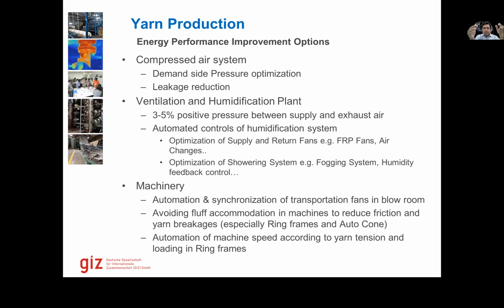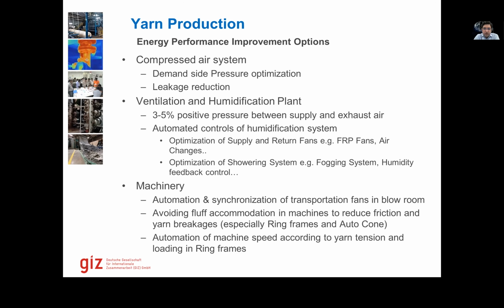So if you enter a spinning mill or a weaving mill, and you see fluff particles suspended in the air, that means that positive pressure is not being created, they are creating negative pressure. So the options here are optimization of supply and return fans. For example, we can go for lightweight fans. If you have metal fans, we can go for fiber reinforced plastic or plastic fans. We can also see if they are supplying too much air, more than 5%, or if they are exhausting too much air, we can slow down the exhaust fans. That is how we can do the optimization.